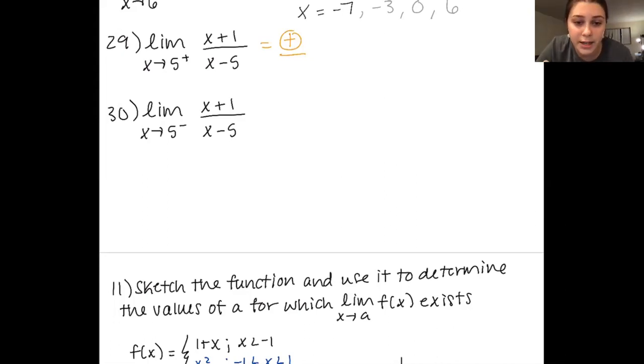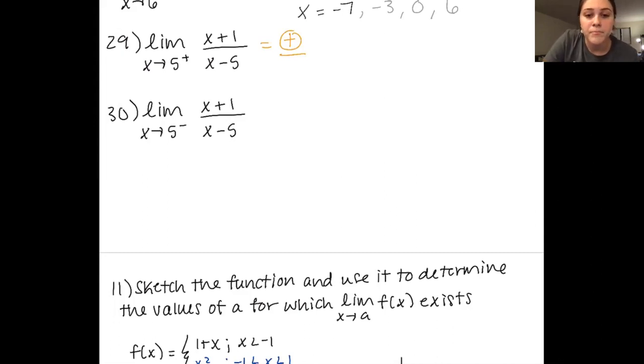Okay, so the limit is x tends to 5 from the right. So same deal here, we're still gonna get 6 in the numerator when we plug in, but if we're approaching from the left, now we have a negative in the denominator, and that makes the whole fraction negative, which makes our infinity negative. And that's the trick, and that's how you do it.